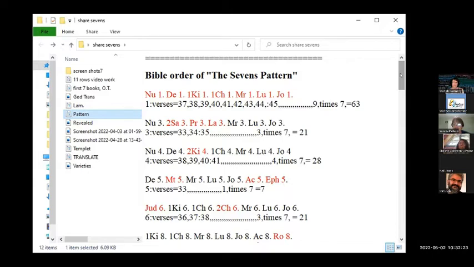Oh, what do you call a row? This would be 1 row. I don't know if you see my mouse or not. I do. Okay, the first line is 1 row. So that is all the books with a 1, with verses 37, 38, 39, 40, 41, 42, 43, 44, and 45. And there's only 7 books in the Bible that have, in the first chapter, those particular verses.